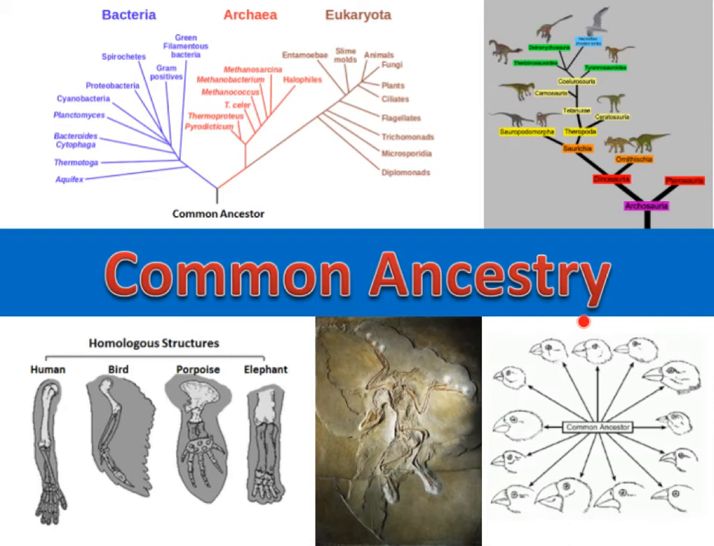Common ancestry. You probably heard of the word ancestry somewhere, maybe on TV or in your science classes in middle school or elementary. Your ancestors are people related to you back in the day. So what we're going to be talking about today is how different organisms are related to one another. For example, how is it that humans are closely related to chimps?